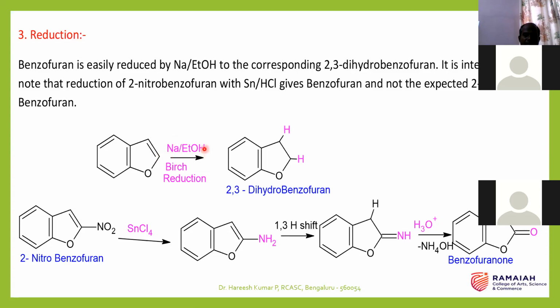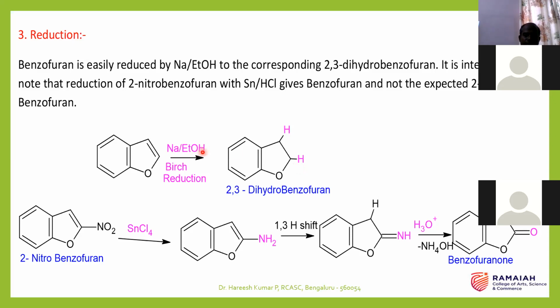with the proton. Here ethanol is the source of proton, and this bond pair can form one more bond with the proton of the ethanol. So maybe you can try to write the mechanism for the conversion of benzofuran to dihydrobenzofuran. It is nothing but a Birch reduction. It follows a Birch reduction mechanism.